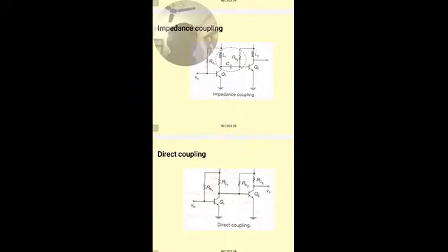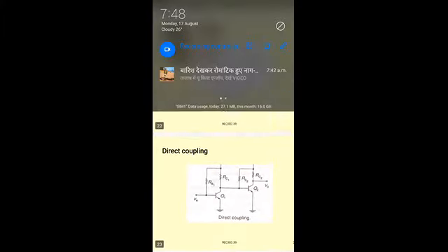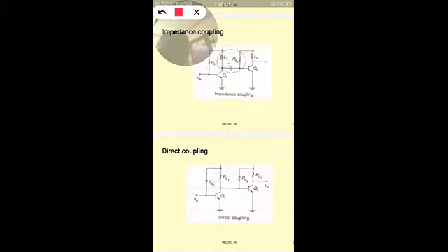So the direct coupling here, the coupling between the two stages, is achieved directly. That is, the output of one stage is connected as input to the next stage directly. Then it is called a direct coupled amplifier. See here in the figure of the direct coupled amplifier, we can see the output of the first stage is directly connected as input of the next stage directly through a wire. So it is called a direct coupled amplifier.